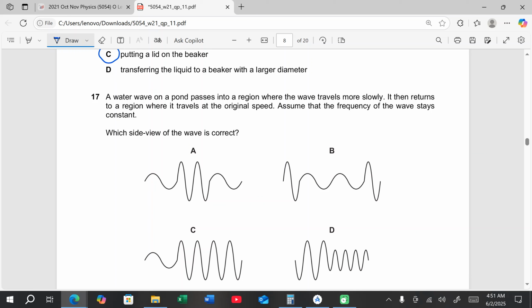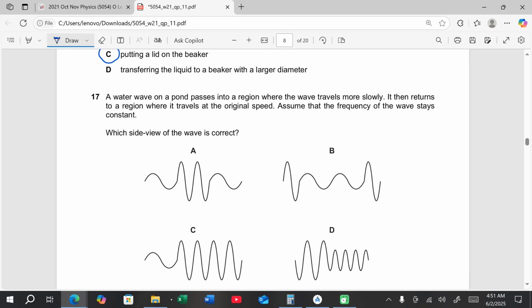A water wave on a pond passes into the region where the wave travels more slowly, and then it returns to the region where it travels at the original speed, assuming that the frequency of the wave stays constant, which is a side view. So, first of all, since speed is changing, the wavelength has to change.